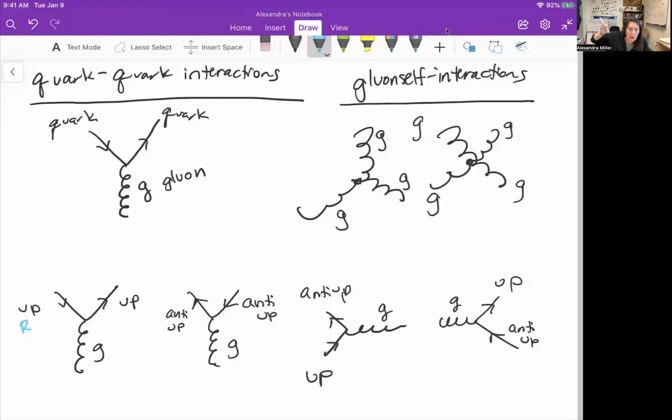So in a way, for our up quarks, we have three different versions of the up quark. There's red, green, and blue up quarks. So if we start with the red up quark, this gluon might be a blue anti-red. And then that would tell us the outgoing up quark is going to be a blue.